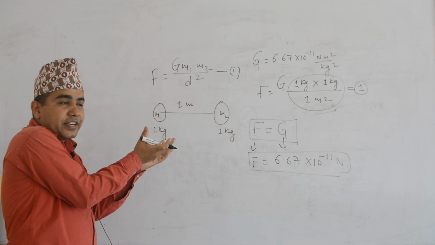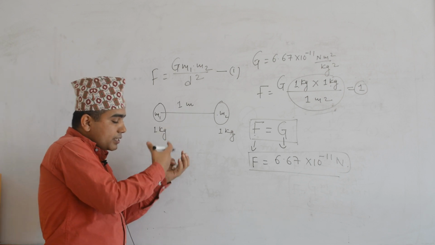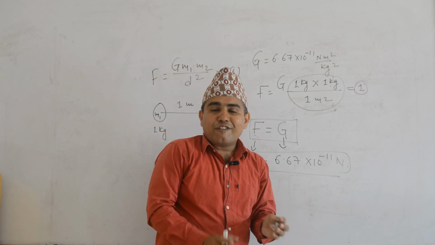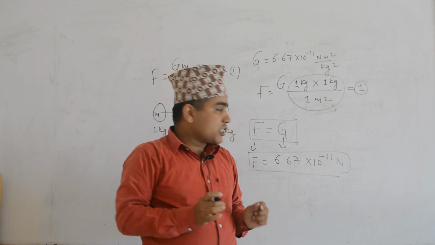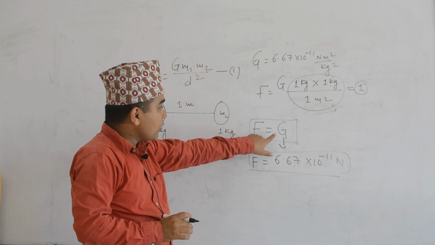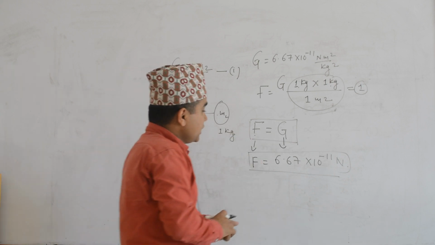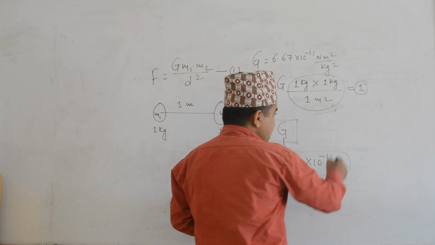Henry Cavendish performed a very delicate experiment, and by performing that delicate experiment he was finally able to calculate the value of capital G. Now some characteristics of capital G I would like to discuss.